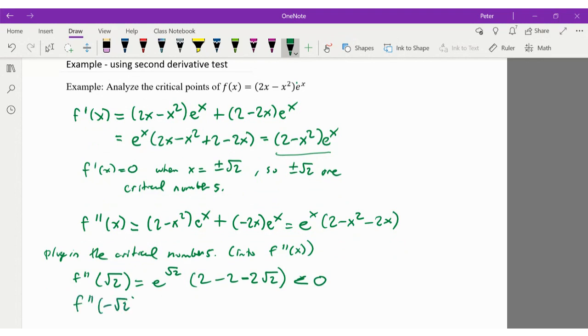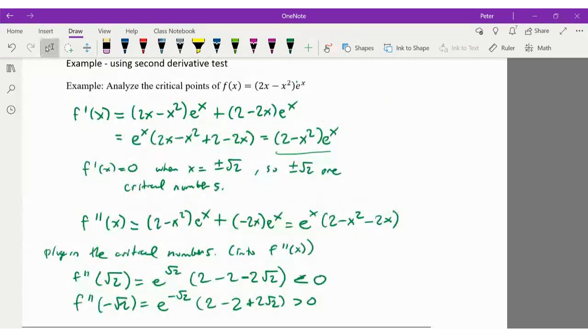And then we can do the same with negative root 2. So that equals e to the negative root 2. And we get here once again 2 minus 2. And then we're going to have minus 2 times negative root 2. So that comes out to plus 2 root 2. And e to the negative root 2 is still a positive number. And then in parentheses, we have a positive number. So that's going to be greater than 0.